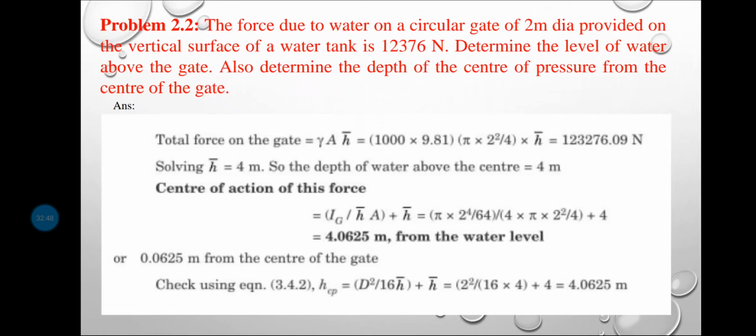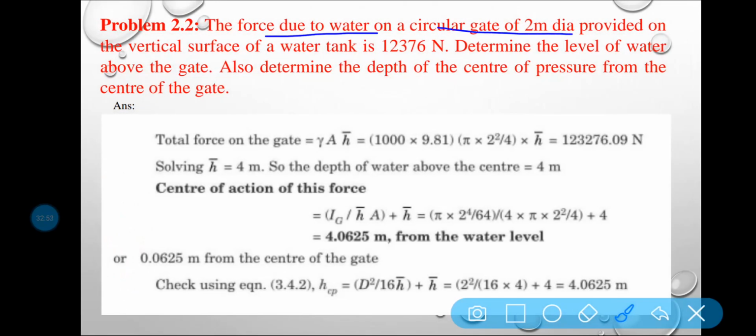Problem number 2. The force due to water on the circular gate of 2 meter diameter provided on the vertical surface of a water tank is 12376 Newton. Determine the level of water above the gate. Also determine the depth of the center of pressure from the center of the gate. So these are the details which are given. Based on that you have to find out the depth of the center of pressure and the level of the water above the gate.